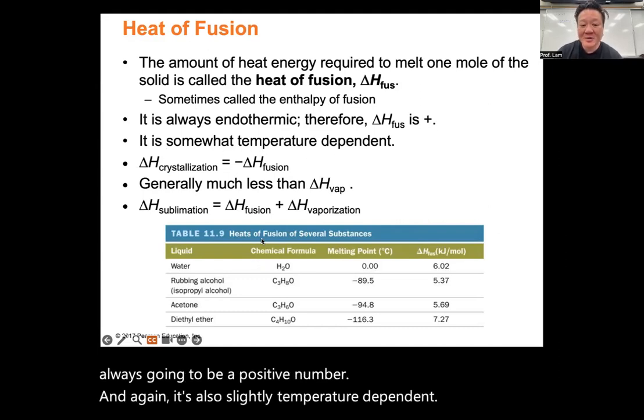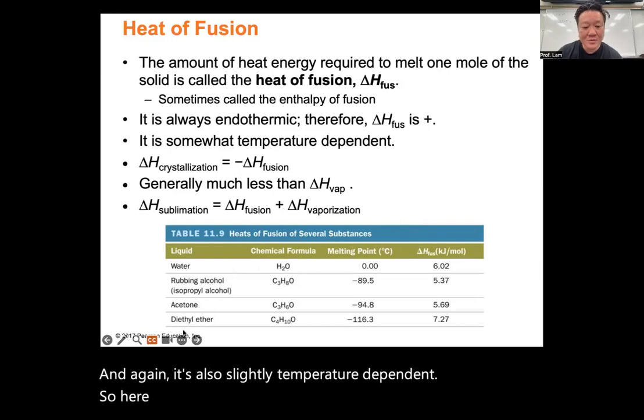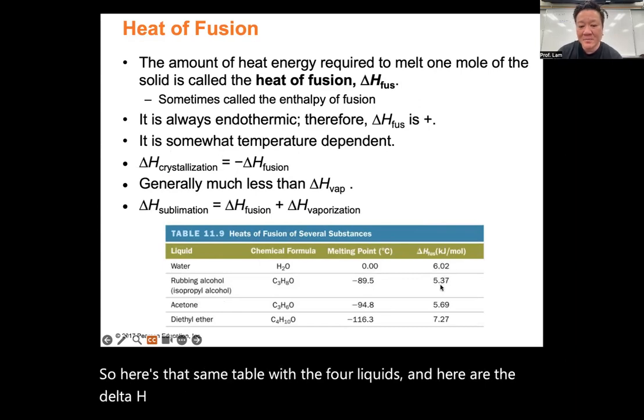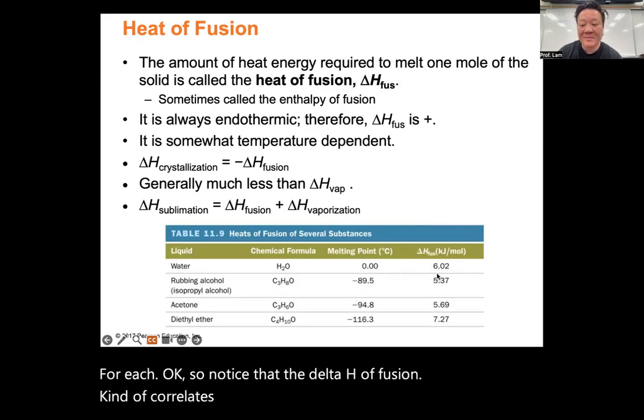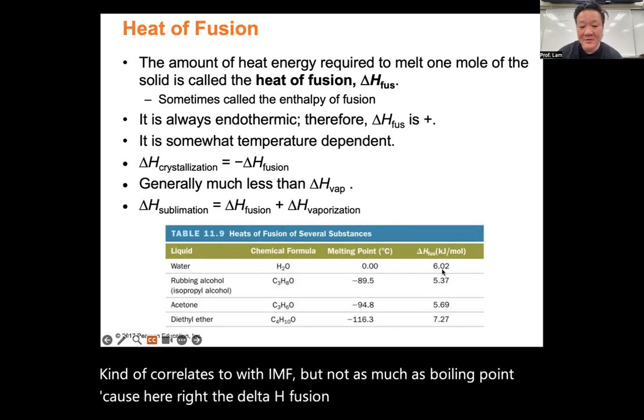So here's that same table with the 4 liquids, and here are the ΔH fusion values for each. Notice that the ΔH of fusion kind of correlates with IMF, but not as much as boiling point. Because here, the ΔH fusion of water is actually a little bit lower than diethyl ether.